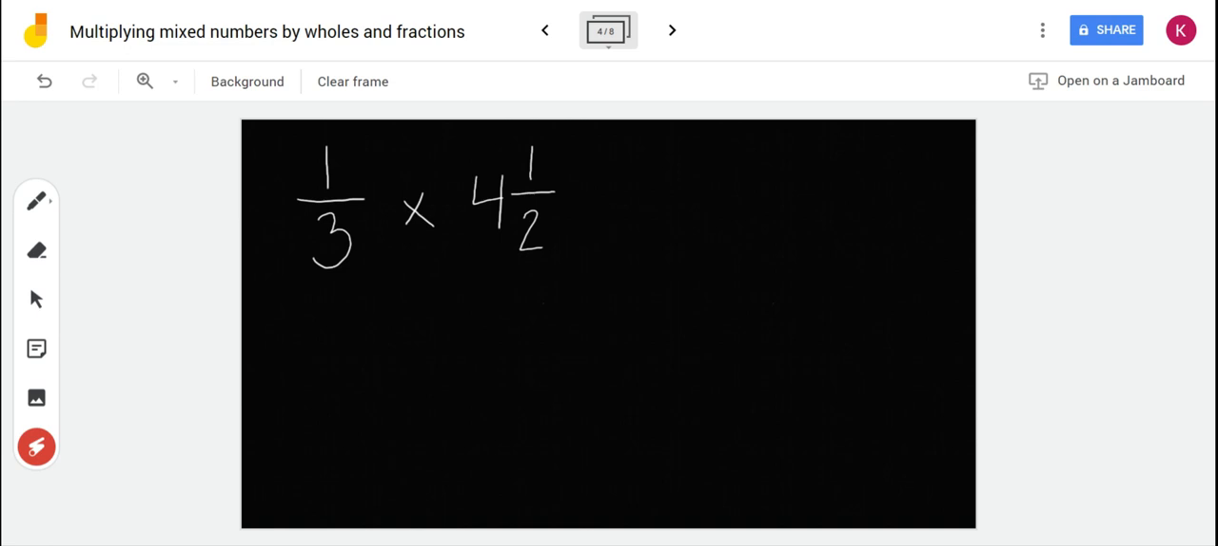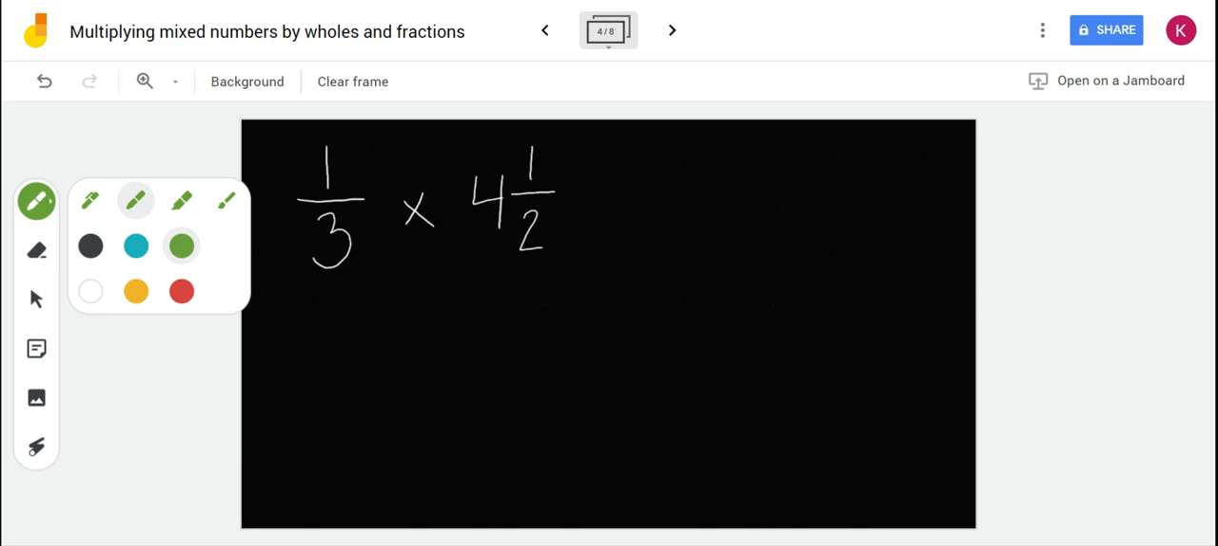Now let's jump in, and what if we have a mixed number times a fraction? So here, let's change our color. Let's go green. So here, if I have 1/3 times 4 1/2, I still need to do something with this mixed number. I still need to change it to an improper fraction first. And you know how to do this.